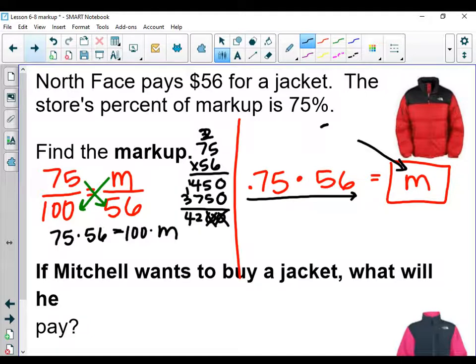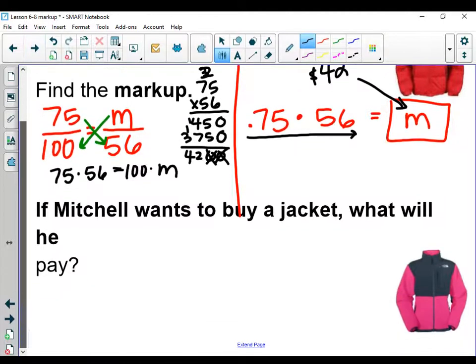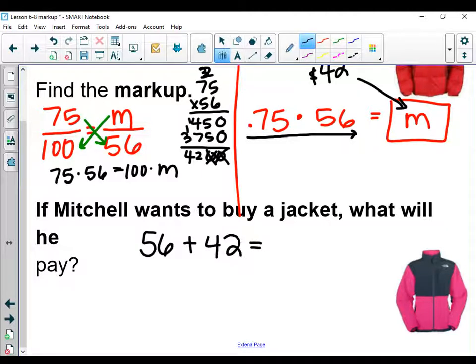So North Face is marking it up $42. Part 2, new price. They paid for it $56. The markup is $42. The new price that they're selling it to me for is $98. You might be thinking that's a lot for a jacket, and it is, but if you've ever been to North Face, they are expensive jackets.